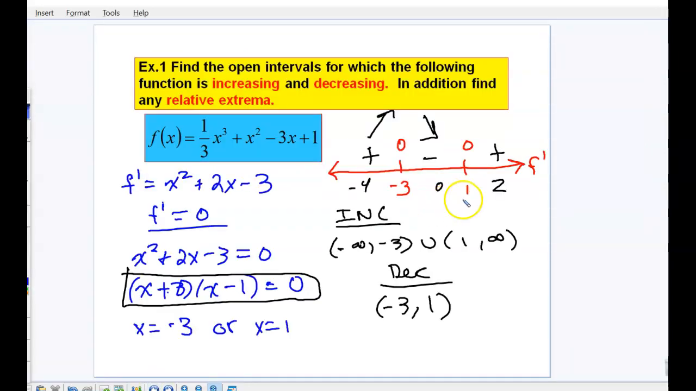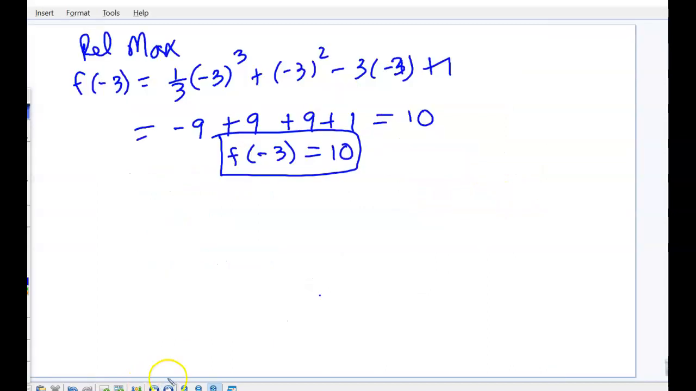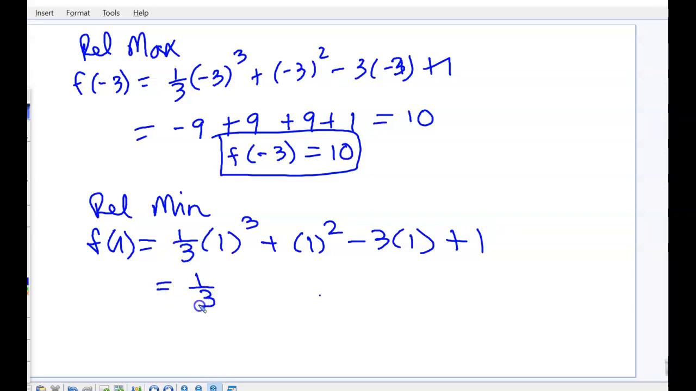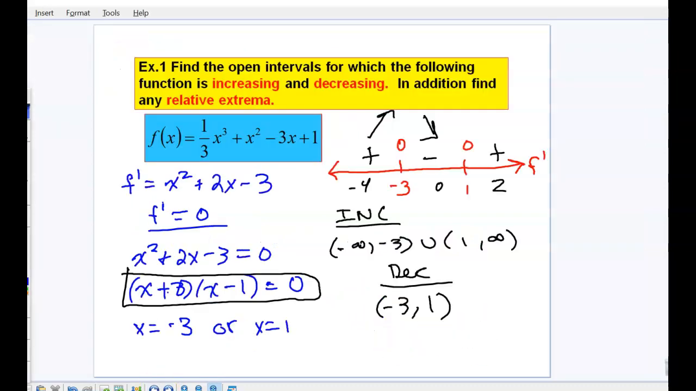And my derivative also changes from positive to negative at 1. Or sorry, from negative to positive at 1. So I get a relative min at f of 1, which means I plug a 1 into my function. So it's going to be 1/3 times 1 cubed plus 1 squared minus 3 times 1 plus 1. This is going to be 1/3 plus 1 minus 3 plus 1. So this is really 2 1/3 minus 3. Work that out, it's going to be negative 2/3. So there's going to be my relative min. So again, to find relative extrema in intervals of increase and decrease, we use what's called the first derivative test.